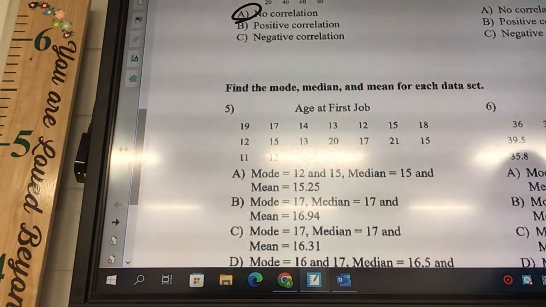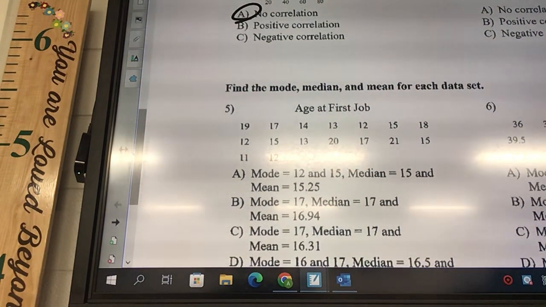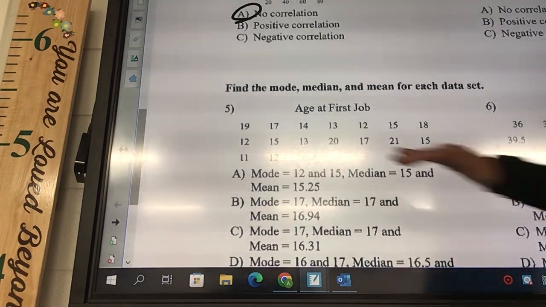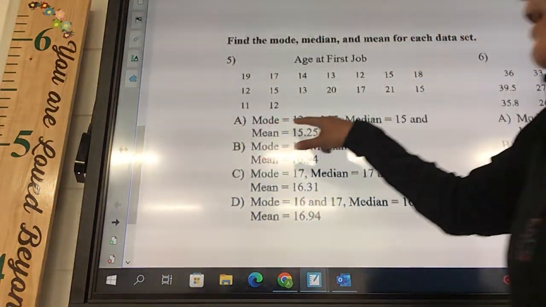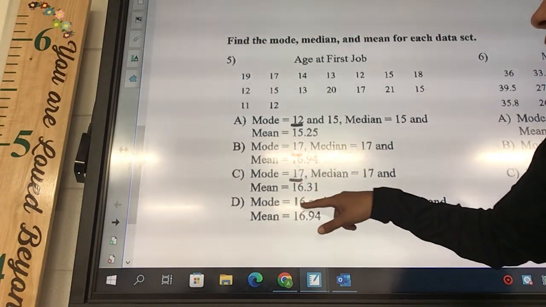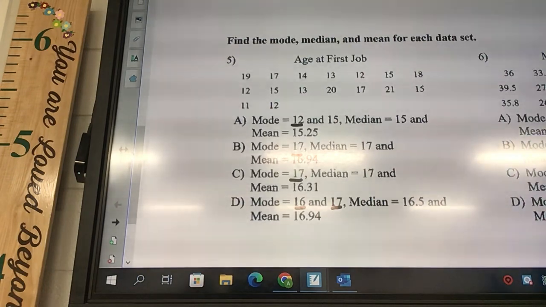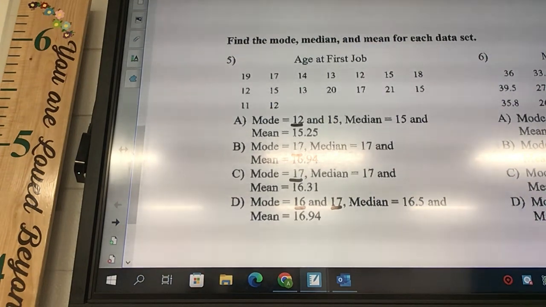Okay, let me give you some advice. Find the mode, median, and mean. Okay, look at this. Now I want you to look at the mode options. A is 12, B is 17, C is 17, and D is 16 and 17. Okay, so eliminate what you can as you go. Okay, what is the mode?